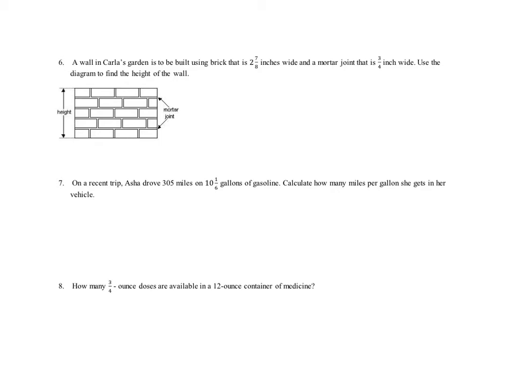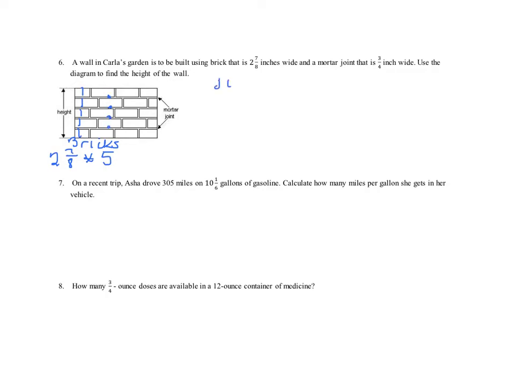Okay, so let's look at this one. A wall in Carla's garden is built using bricks 2 7/8 inches wide and mortar joints that are 3/4 inch wide. Use the diagram to find the height of the wall. So here's the deal here. I have these bricks. How many bricks tall is it? It's 2 7/8 times 5. Those are for the bricks. Yes, indeed. And then for the joints, I have 1, 2, 3, 4.